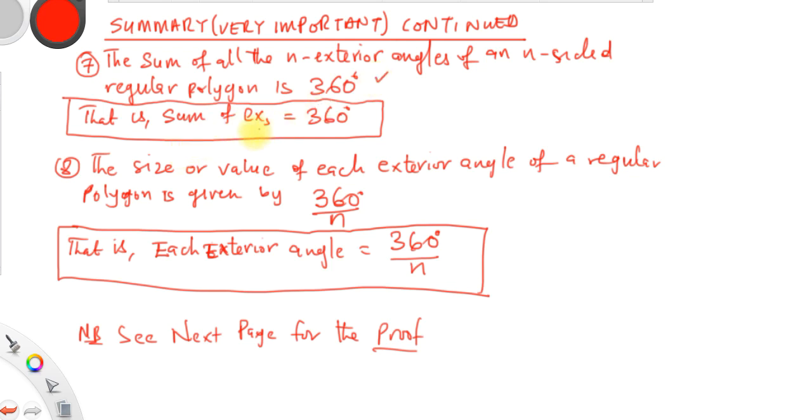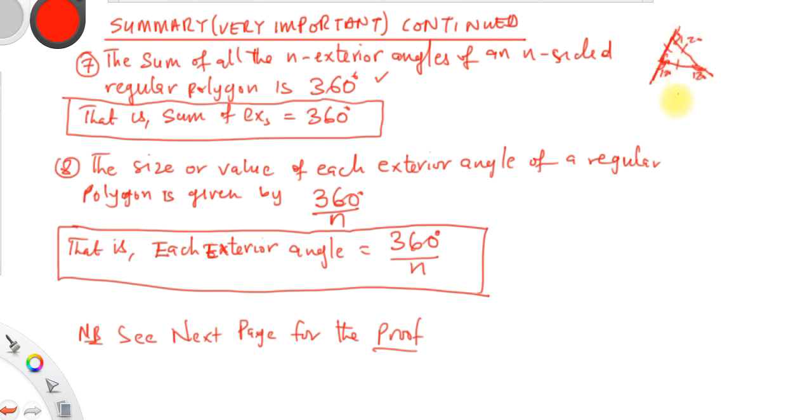So the sum of all the exterior angles is equal to 360 degrees. And each of the exterior angles is also the same. This exterior angle is equal to this exterior angle, is equal to this exterior angle, just as the interior angles are the same. For this equilateral triangle, each of the interior angles was 60 degrees, and each of the exterior angles will give me 120 degrees.